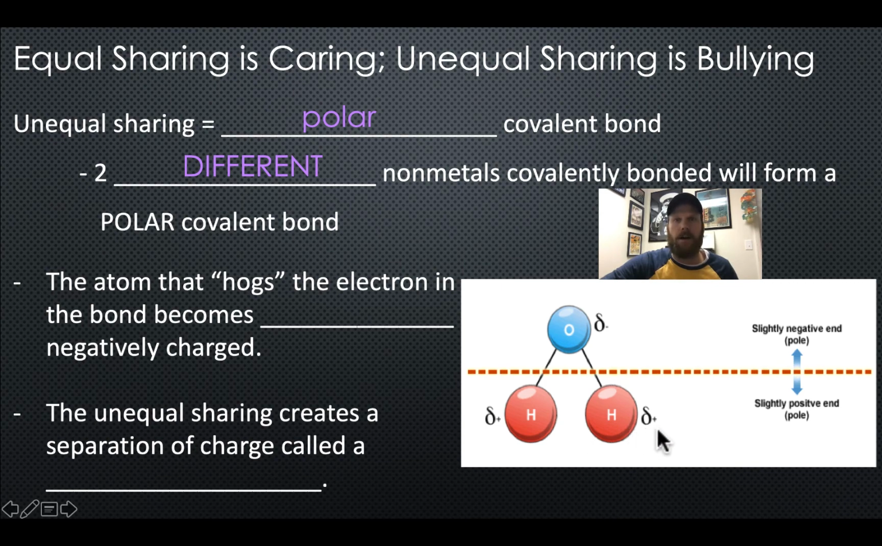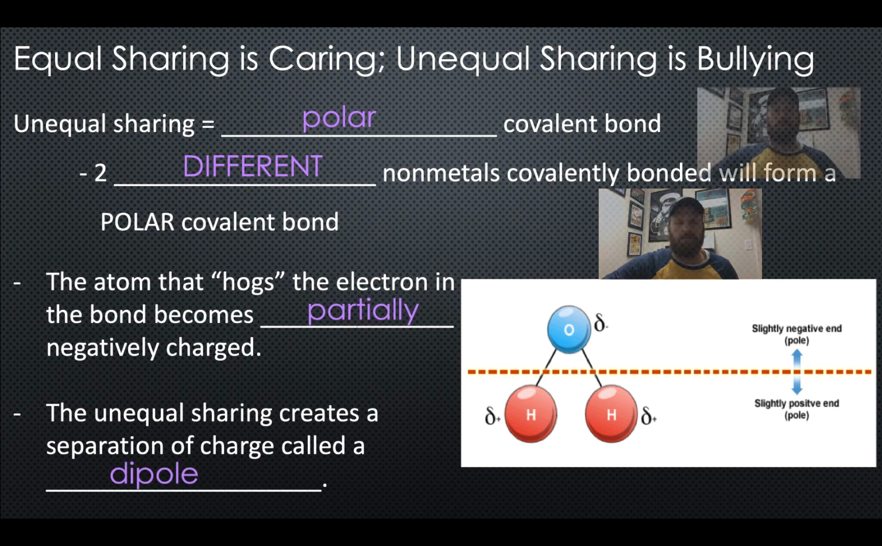See the delta positive. So similar to the north and south poles of the Earth, or the north and south poles of a magnet, or the positive and negative poles of a battery, the water molecule ends up having a partially positive pole around the hydrogens and a partially negative pole around the oxygen. The unequal sharing of electrons creates what's called a dipole.